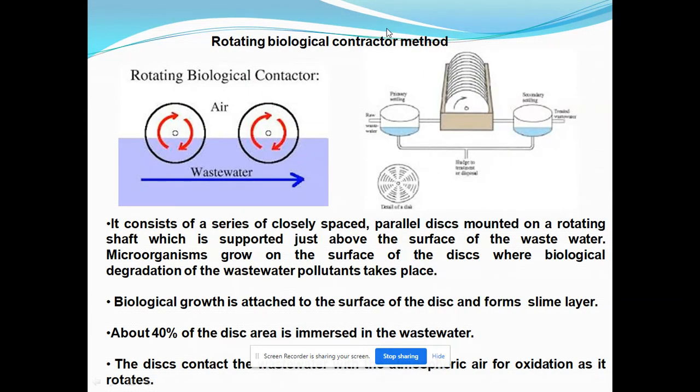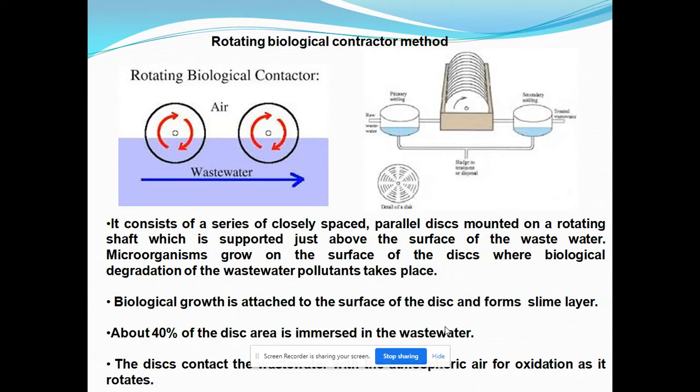This is the rotating biological contactor method. It consists of a series of closely spaced parallel discs, just like our bangles, mounted on a rotating shaft which is supported just above the surface of the wastewater. Microorganisms grow on the surface of the disc where biological degradation of the wastewater pollutants takes place. Biological growth is attached to the surface of the disc and forms a slime layer.